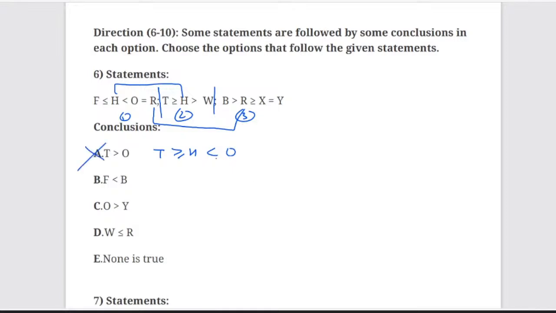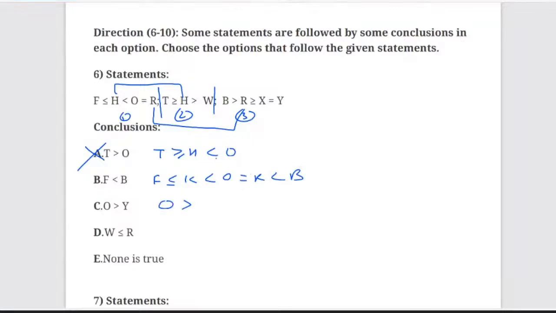Next, F is less than B. Where is F? F is there in the first one and B is there in the third one. So F is less than or equal to H. Okay, H is less than O. O is equal to R and R is less than B. Now let's see O and Y.